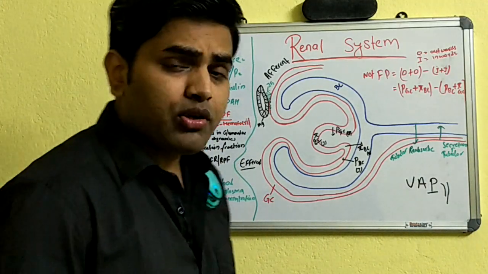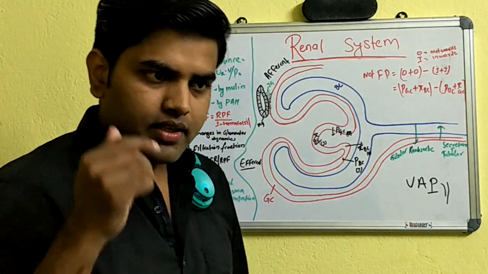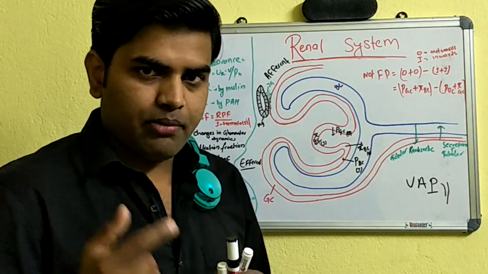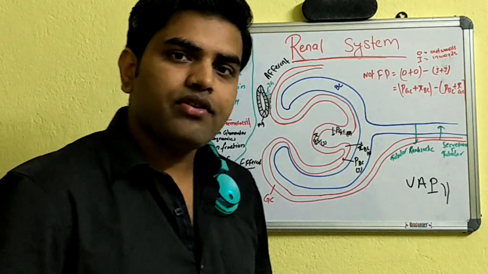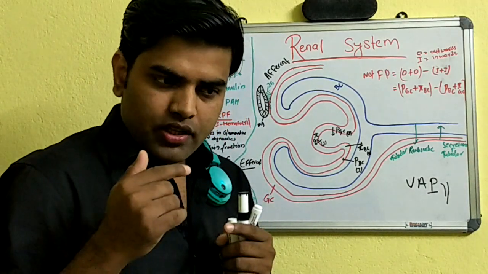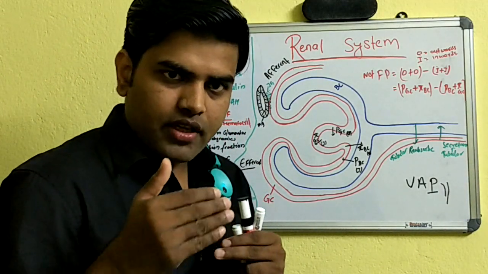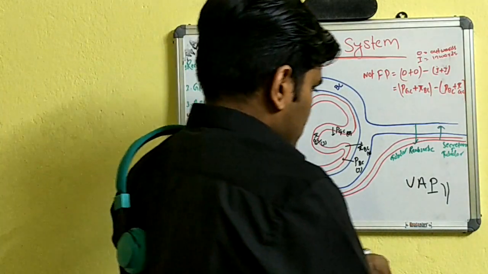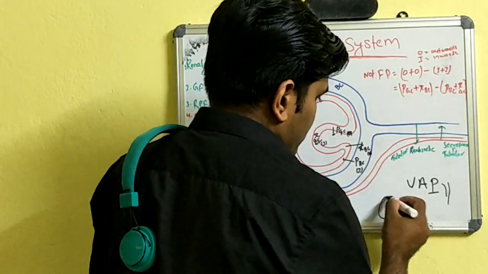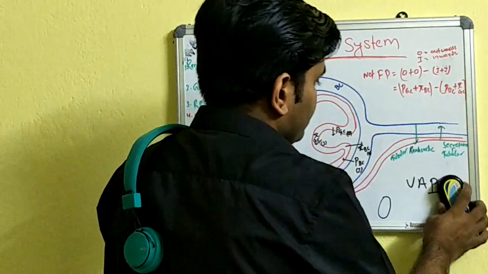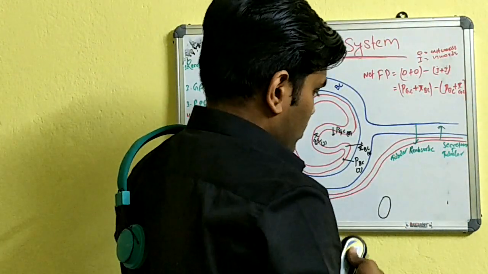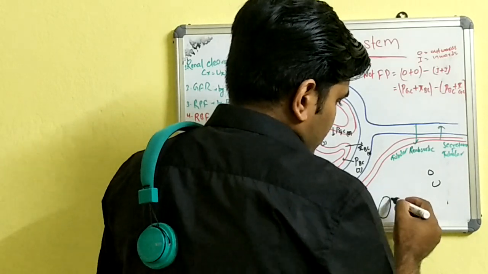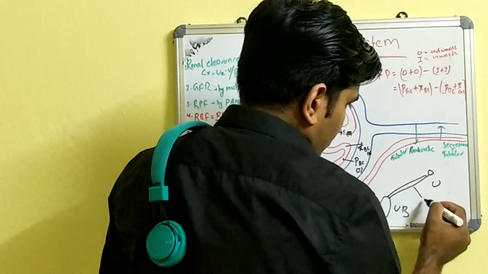Now there is another point that we want to discuss, and that is the connection between the urinary bladder and the umbilicus. This connection is known as the allantois. So this is the urinary bladder, and here is the umbilicus. There is a connection known as the allantois.